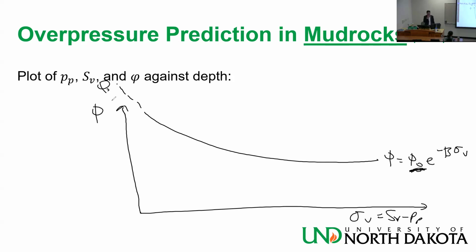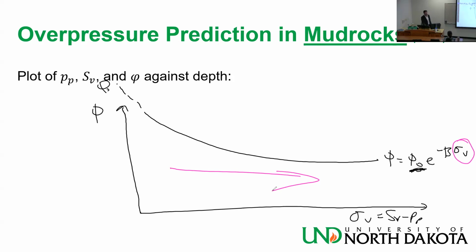What happens as sigma V increases? As this quantity increases, I'm moving like this on the plot. So my porosity goes down, but if my pore pressure is higher than what is expected, it won't go down as fast as the equation provides. So it's going to be a less decrease. This is what Hakim was saying, basically a smaller decrease.